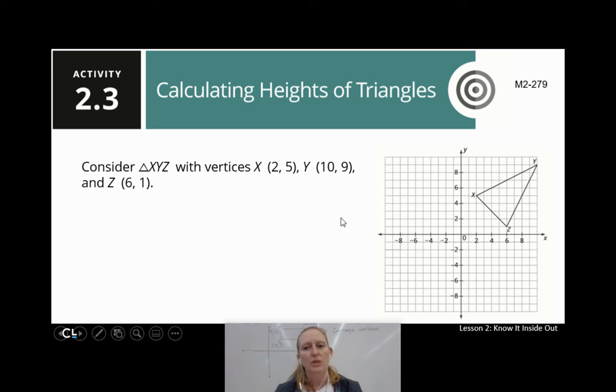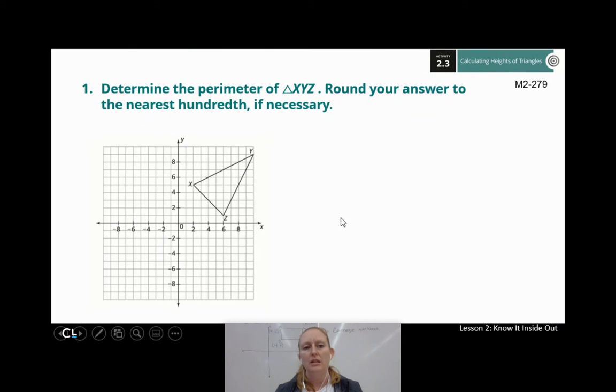What I would like you to do first is determine the perimeter of triangle XYZ. You may need to use some distance formula to help you out with that. And if necessary, round your answer to the nearest hundredth. Go ahead, hit pause to work this out. Hit play when you're ready to check your work.